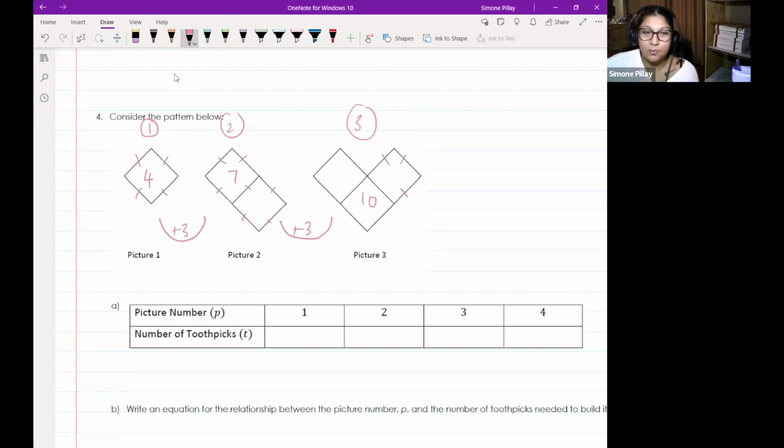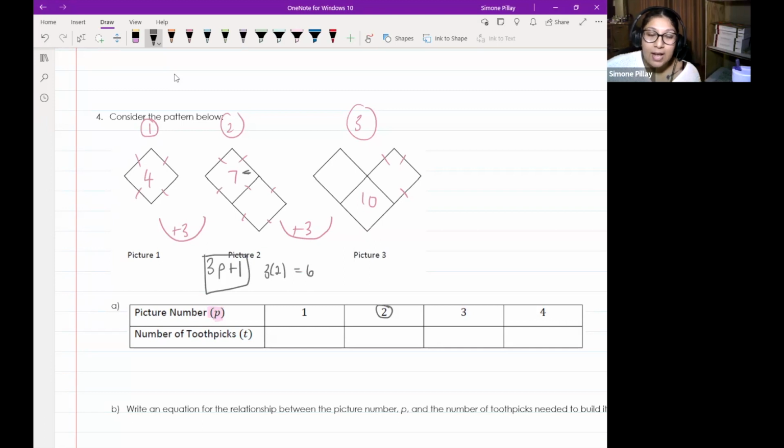How do I find my formula? I take this plus 3 and I multiply it by my input. My input would normally be n, but because they've given me p over here, I'm going to use p instead of n. And so I'm going to say 3p. But now let's see, does this work? When my p is number 2, I want my output to give me 7. So let's go 3 times 2. That's going to give me 6, not 7. To get to 7, what I have to do is plus 1. And that's how I got my rule.